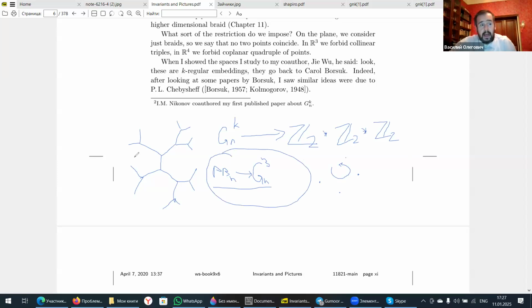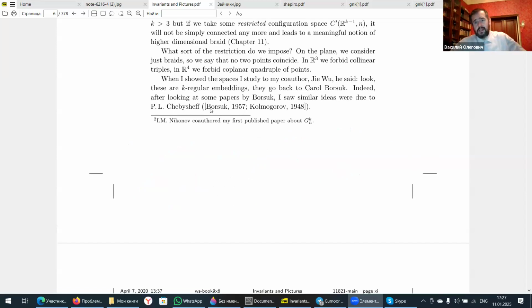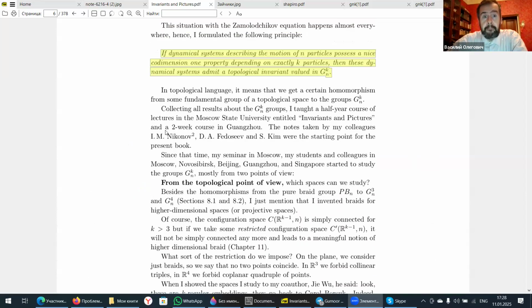And also you can ask me whether the word problem in GNK is solved. Unfortunately, it's solved only in partial cases like GN2 for any n, and GK plus 1K, and G53, I think. Otherwise, it's an open problem, okay?